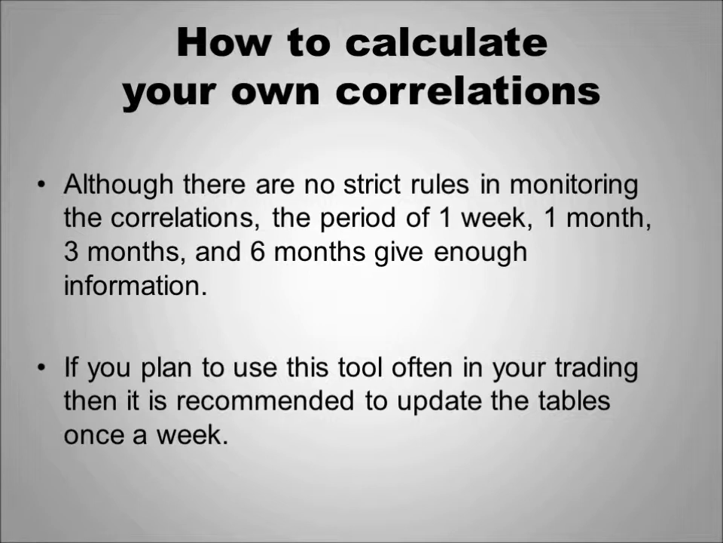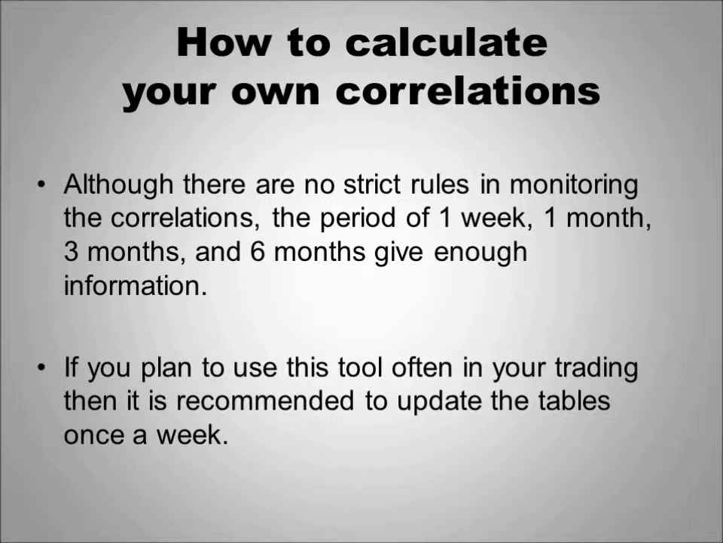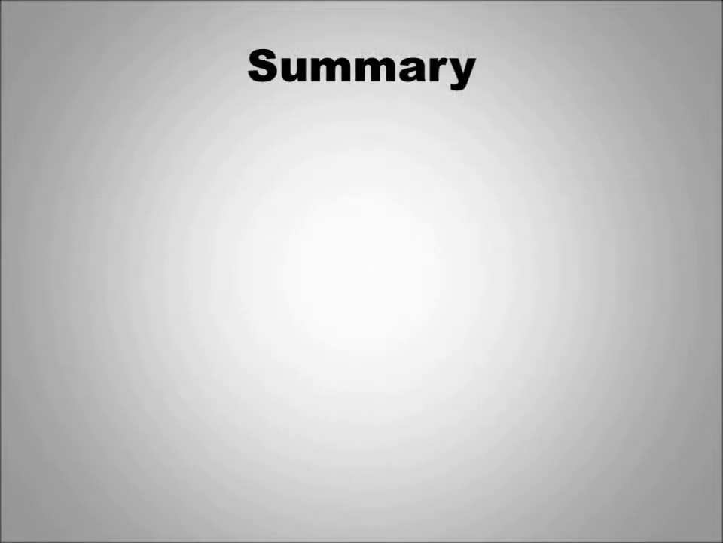Although there are no strict rules in monitoring the correlations, some people find it more beneficial to use the time periods of 1 week, 1 month, 3 months, and 6 months. So again, you can change it however you want. If you want to use 4 months, 5 months, 10 months, it's up to you. But many investors find it useful to use the periods of 1 week, 1 month, 3 months, 6 months. However, if you do plan to use this tool often in your trading plan, then make sure that you update this every week, because this is a volatile market, so many things change throughout the week.